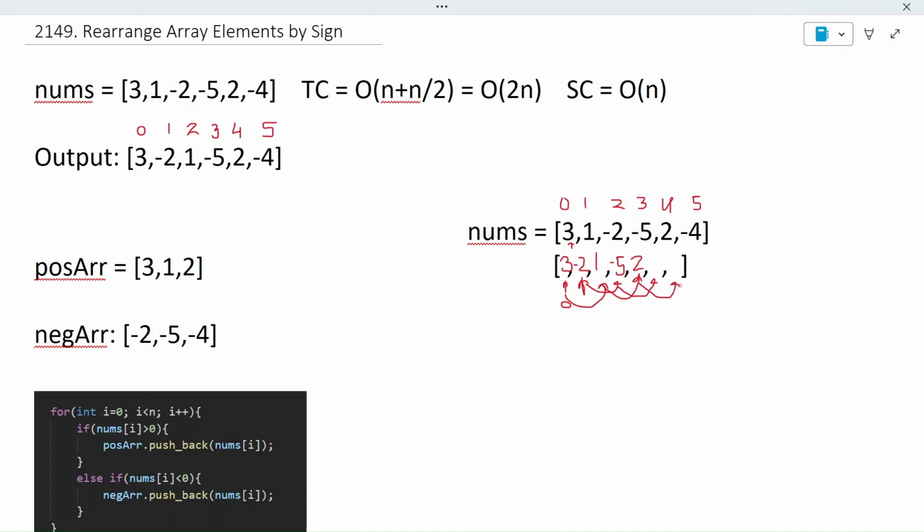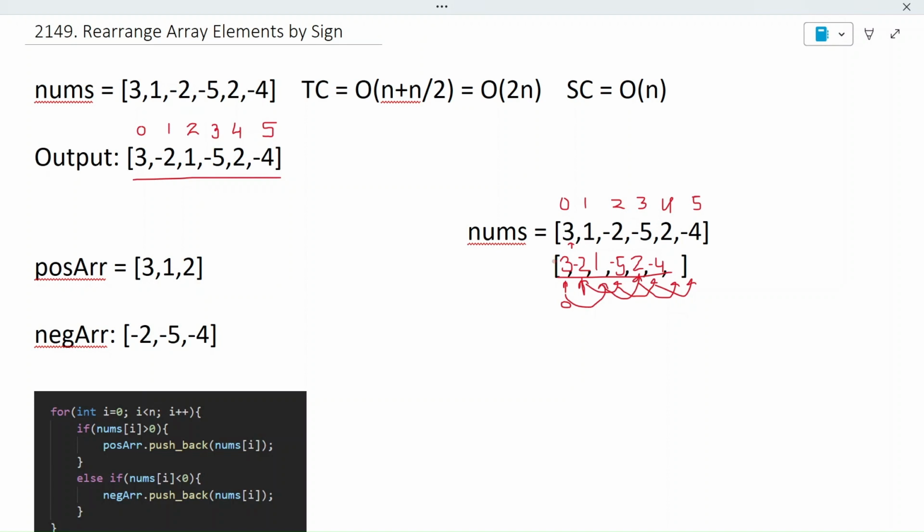I get that this is out of bound. I have made one extra space, no issues. So now I am here at minus 4, which is less than 0. So this will go where the negative index pointer is pointing, and this will also go out of bound. In this way, you can see that we are able to find our resultant answer, which is this output: 3, minus 2, 1, minus 5, 2, and minus 4. So I hope you get it.